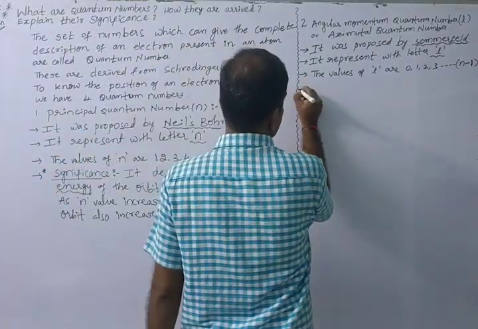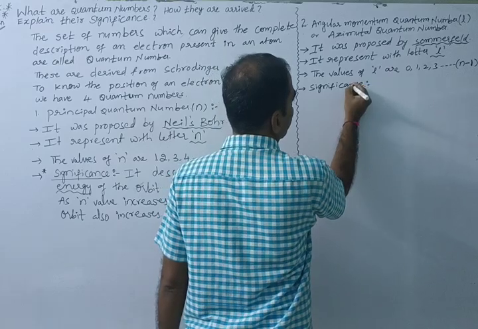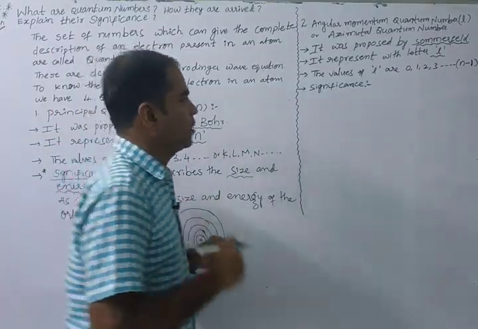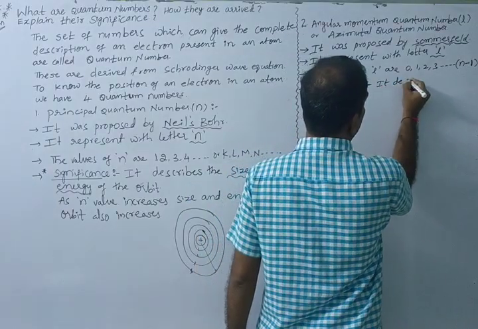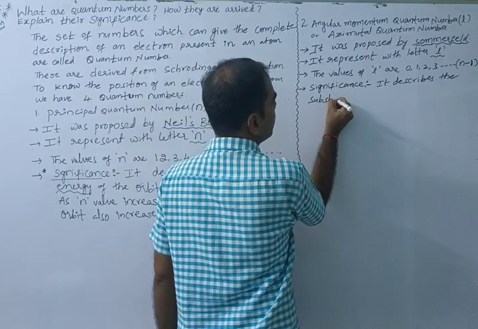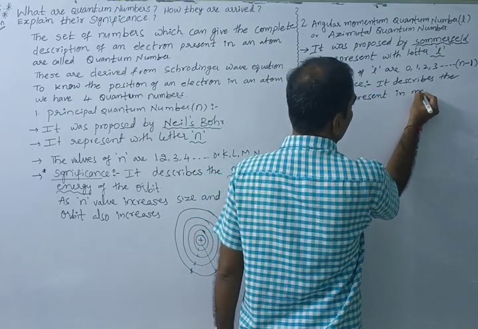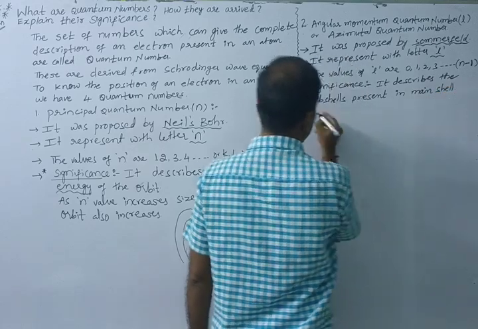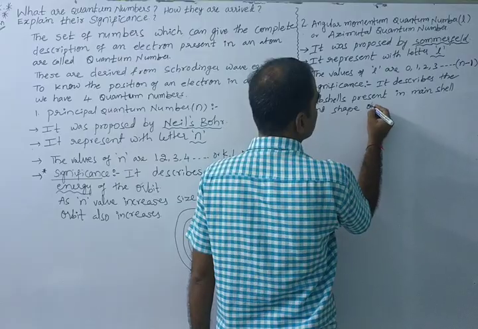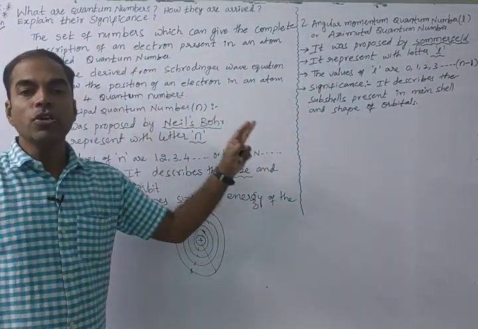The next one is significance. It describes the subshells or sublevels present in a main shell and the shape of orbitals.